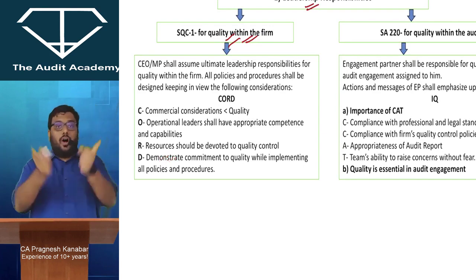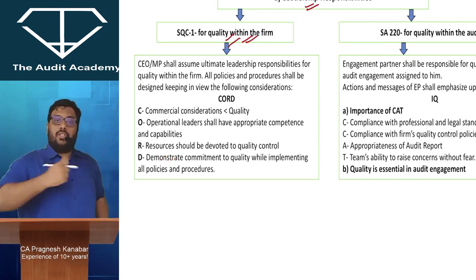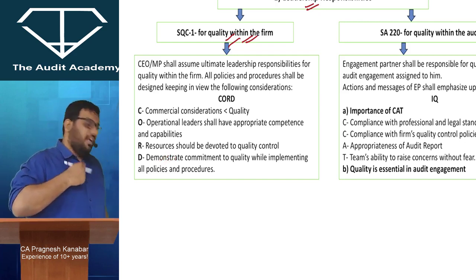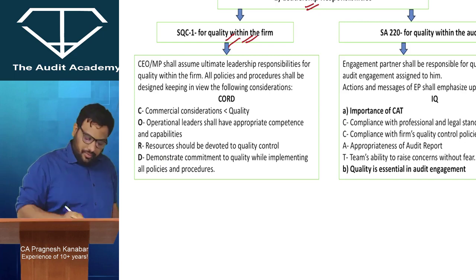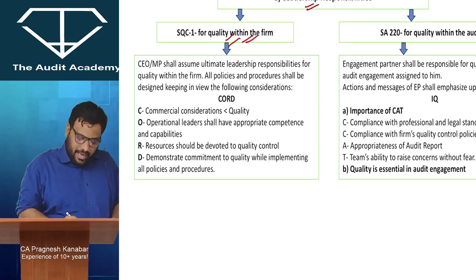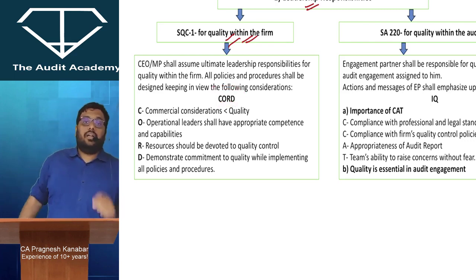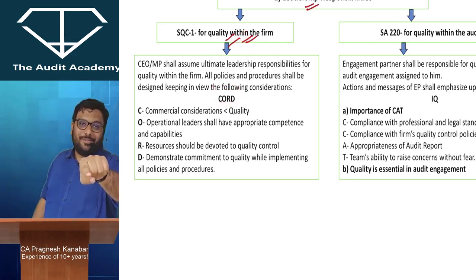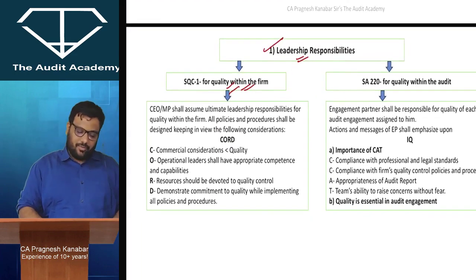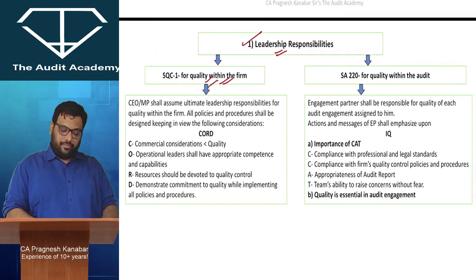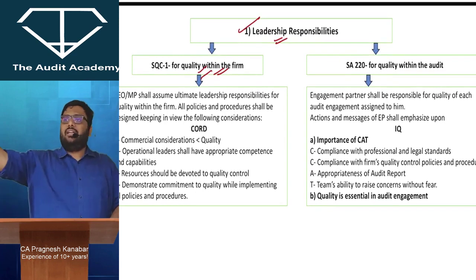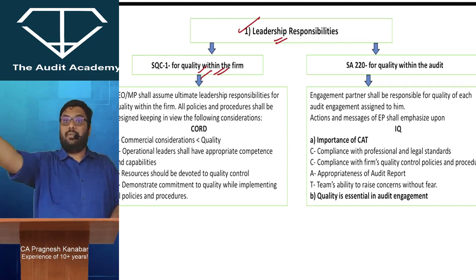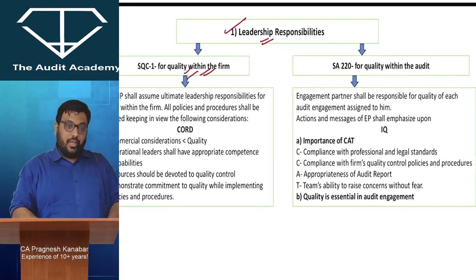Then in all my policies and procedures, I should as a leader demonstrate commitment to quality. So everyone, as a leader, I need to consider code for maintaining quality within the firm. So you get your 4 marks for leadership responsibility for quality within the firm. Operational leaders are the leaders who are looking after every single operation. The firm has so many operations: admin operations, assignments to be handled, HR head and so on.